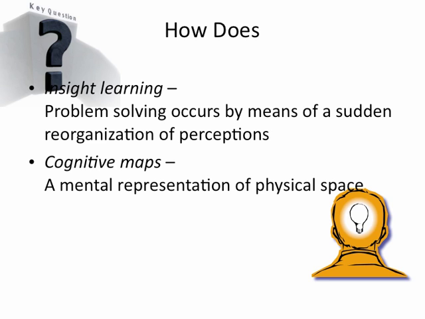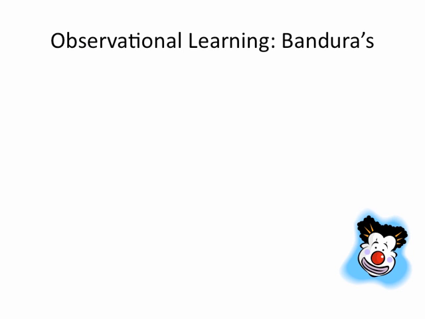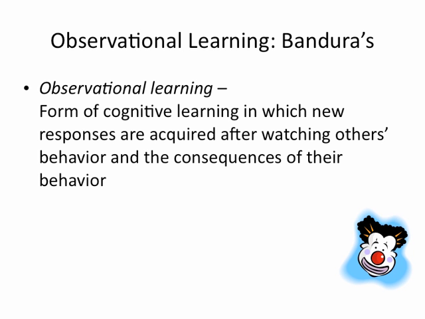Cognitive maps are a mental representation of physical space. We're going to look at a whole experiment about this. So, observational learning, Bandura, just to wrap it up, is a form of cognitive learning in which new responses are acquired after watching another's behavior and the consequences of their behavior. So, observational learning is looking at the actions and the responses of the people around.